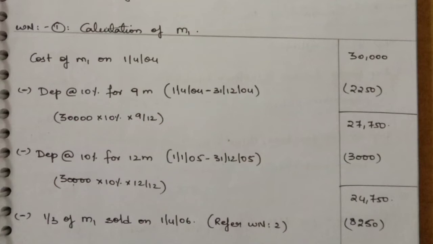So depreciation at the rate of 10% you need to take first for the year 2004. So from which date you need to take that? Depreciation 10% for 9 months, that is 1st April 2004 to 31st December 2004.